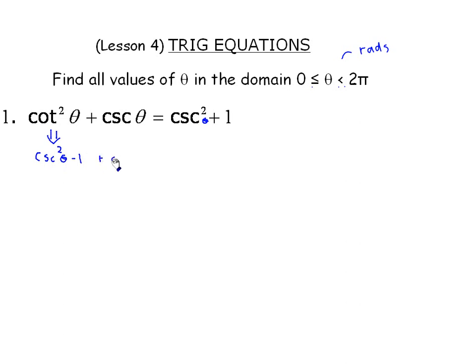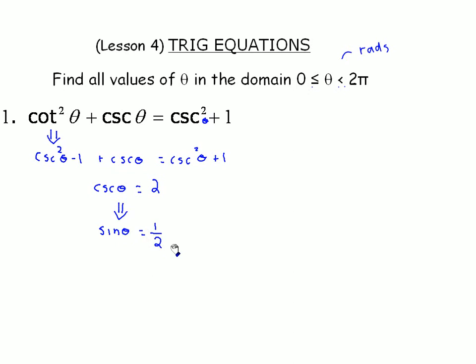And then carry everybody else down, plus cosecant theta is equal to cosecant squared theta plus 1. And then things start to happen. Those cosecant squareds cancel out actually. And we're left with cosecant theta. If we add the 1 on to the right side, they don't cancel, so be careful, is equal to 2. We do not deal with this in terms of cosecant, so we put it in terms of its reciprocal form. So sine theta is equal to the reciprocal of 2, which is 1 over 2.